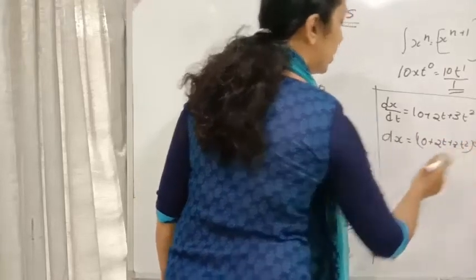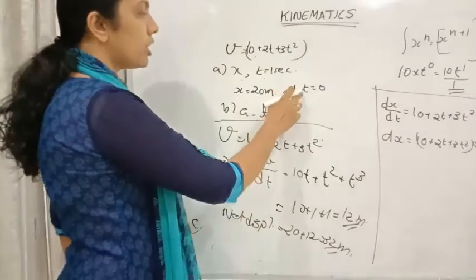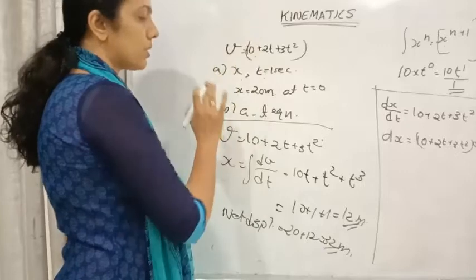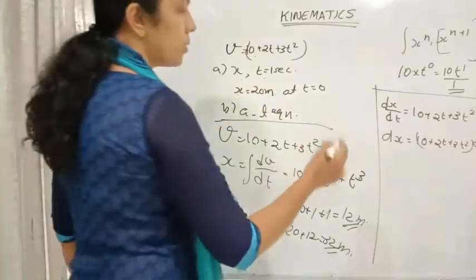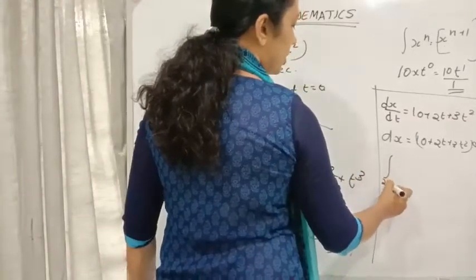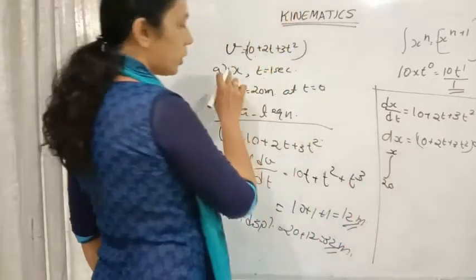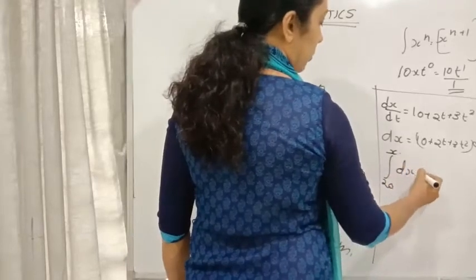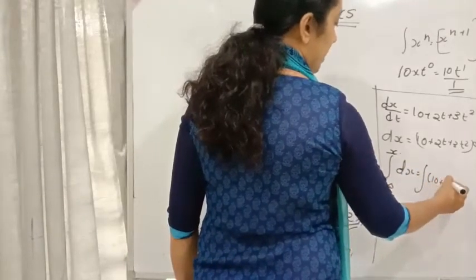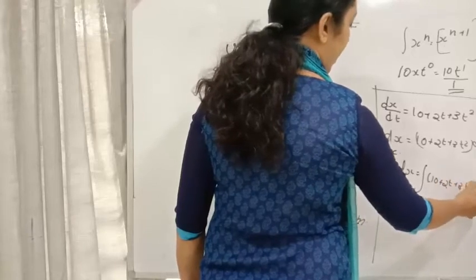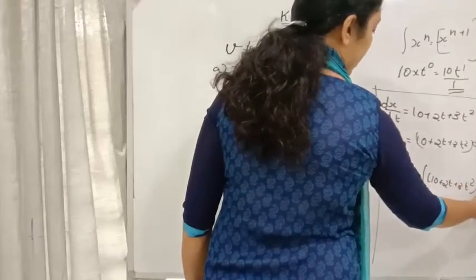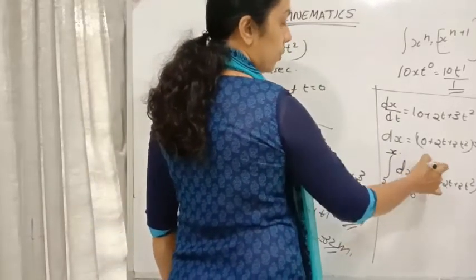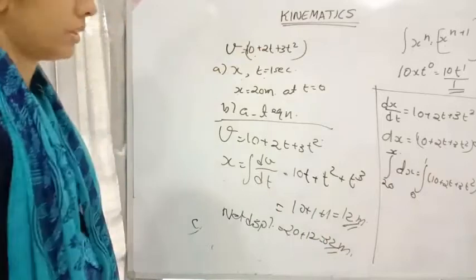Now integrate both the sides. Time is changing from 0 to 1 second. Displacement is 20 to some value. We don't know that value, right? So here integral 20 to x, we don't know the value at 1 second, right? 20 to x, dx will be equal to integral of 10 plus 2t plus 3t square dt. What is the time which is changing over here? At displacement 20 it is 0, and it goes to 1 second. We need to find out the displacement.